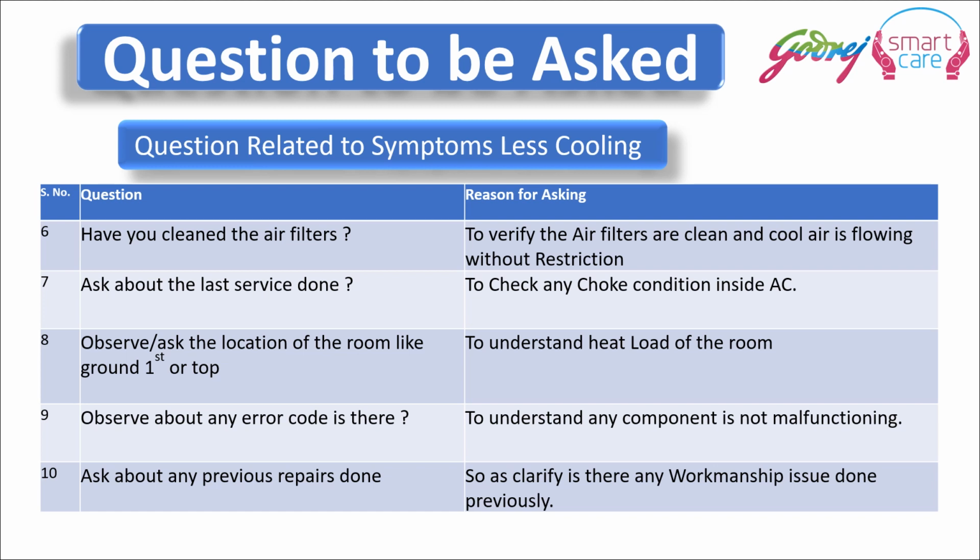Check the cleaning of the air filter to verify the air filters are clean and the cool air is flowing without restrictions. Ask about the last service done, to check any choke conditions inside the air conditioner. Observe and ask the location of the room, like ground floor or the top, to understand the heat load of the room. Observe if any error code is on the display, to understand if any component is malfunctioning. Ask about any previous repair done, to clarify whether there are any workmanship issues done previously.